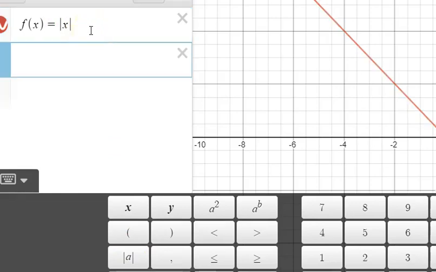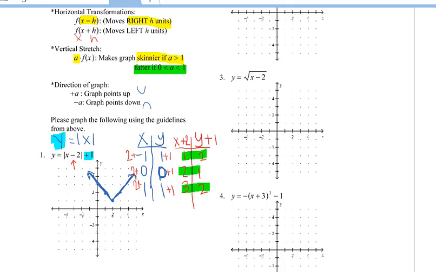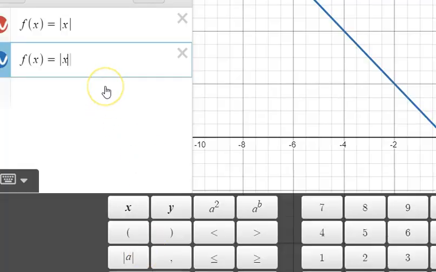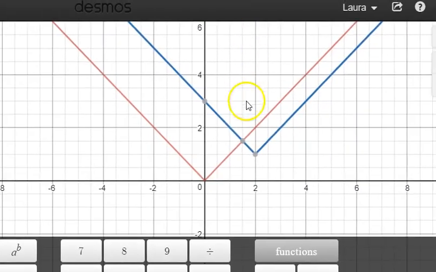Okay, and the next one, I'm going to say f of x equals, and the problem was absolute value of x, I forgot already. What was the problem? X minus 2 plus 1. Okay, so let's come back over here. X minus 2, and then on the outside was a plus 1. So I have both of my parent function and the transform function, and I'm going to bring over here and it graphs it for you.